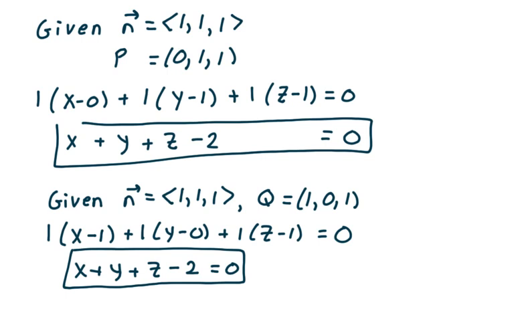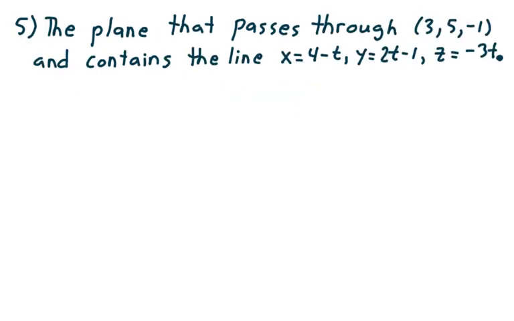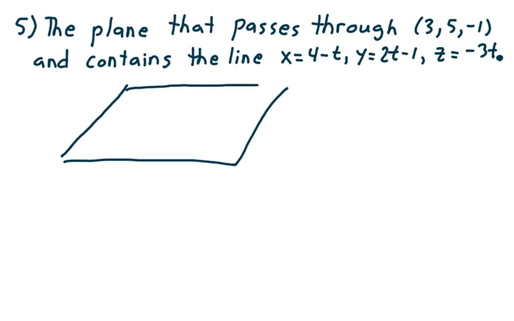And that's how you do example 4. This one's an excellent question, because suppose we're given a plane, and it passes through the point 3, 5, negative 1. We'll call that point P. And it has to contain the line x equals 4 minus t, y equals 2t minus 1, and z equals negative 3t.